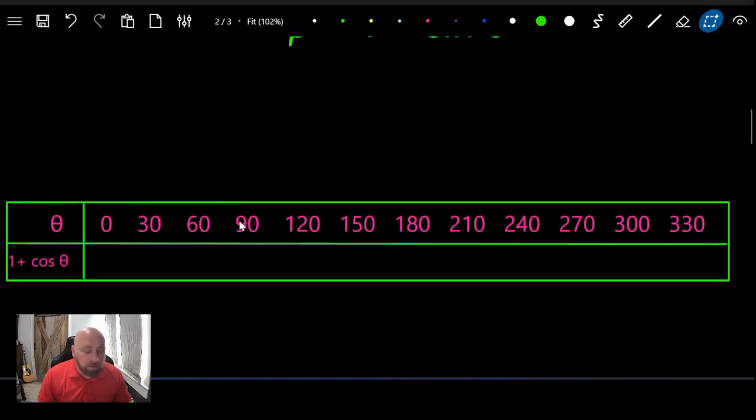I've already built this out a little bit. I've got all the theta values in my box, and then I have my rho here ready to go.